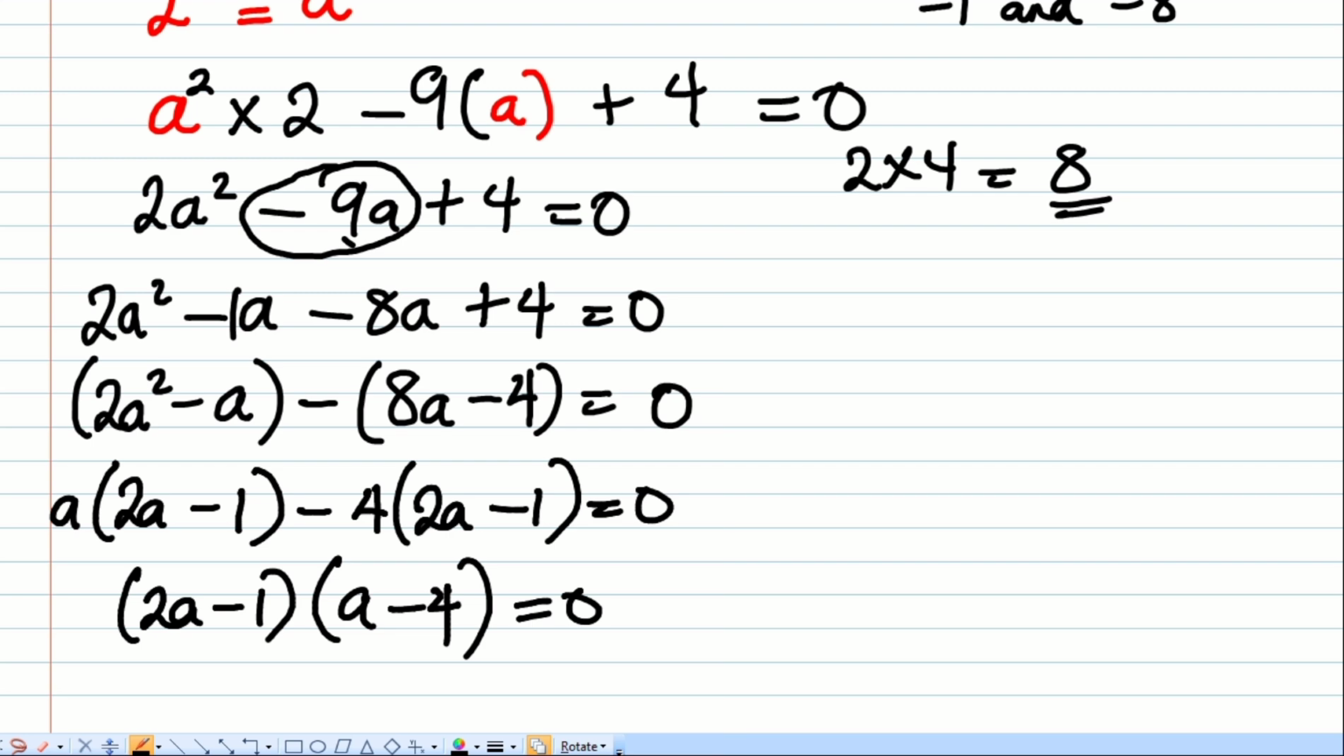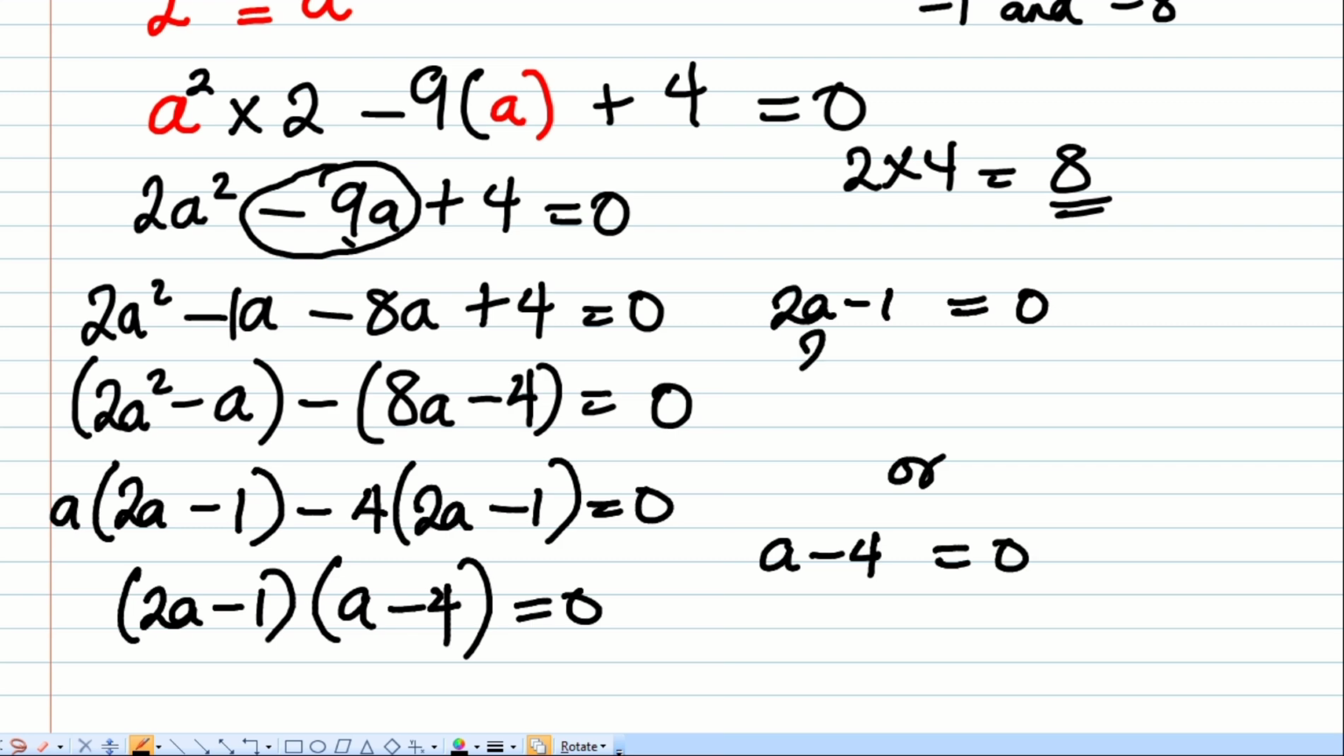So let's solve for a. If this times this is equal to 0, it can only be so when one of these is 0. Remember, it's only when you multiply a term by 0 that you get 0. So one of them must be 0, and we're going to equate it. We're going to say, okay, 2a minus 1 will be equal to 0, or a minus 4 is equal to 0. So we can get two values for a.